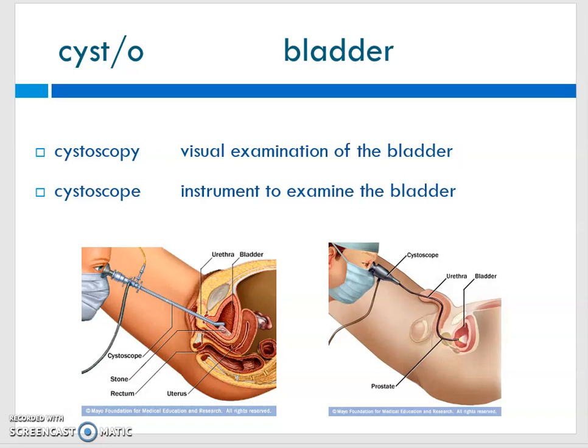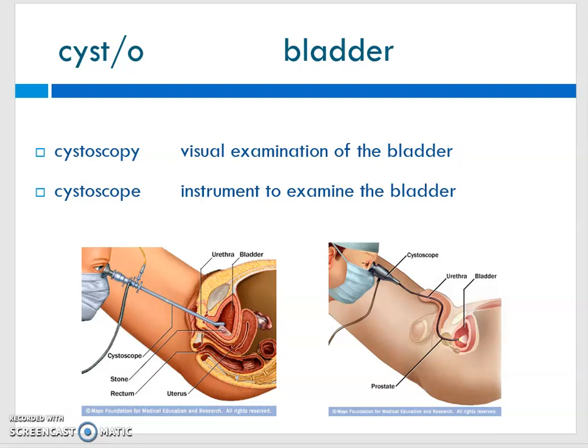So a couple more words associated with cysto, referring to bladder. Once again, we're talking specifically about the urinary bladder, but cysto could be any type of bladder that's in your body. A cystoscopy would be a visual examination of the bladder done with a cystoscope, an instrument to examine the bladder.